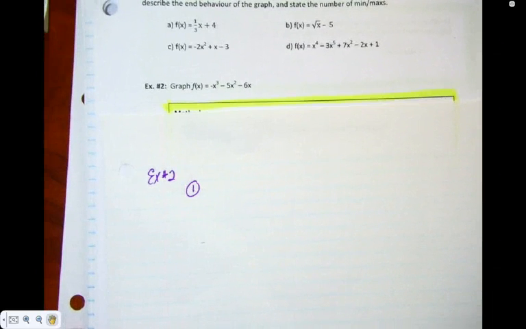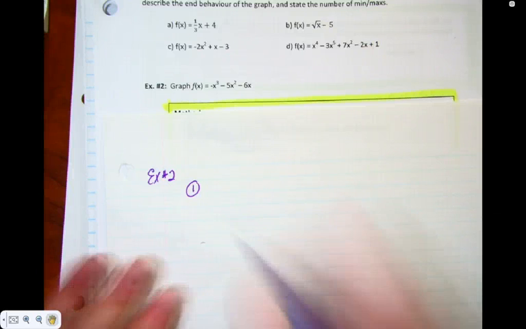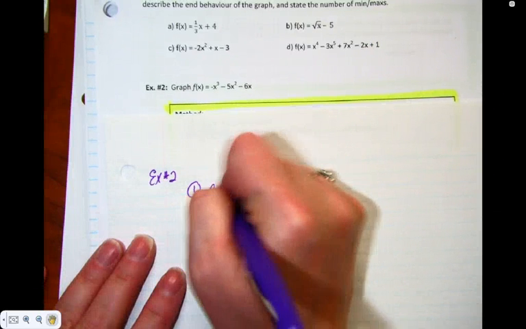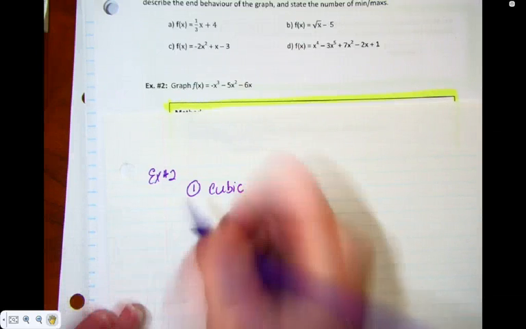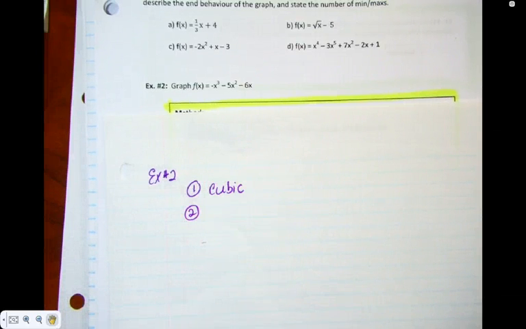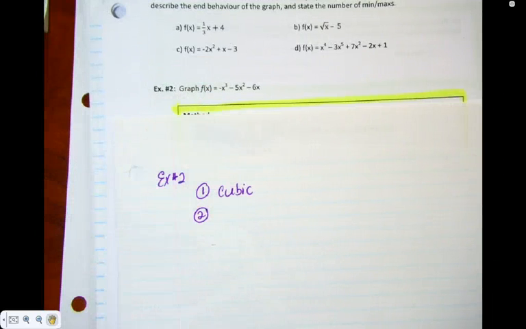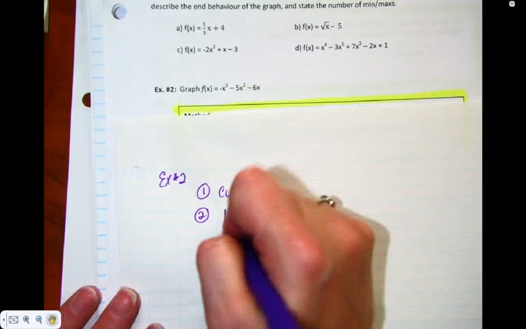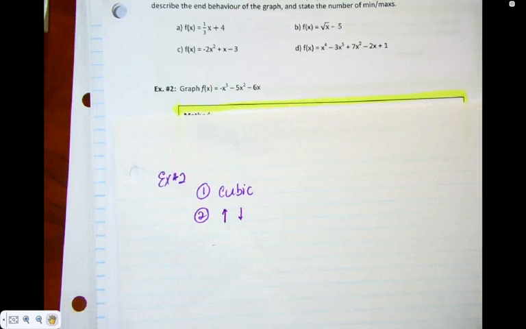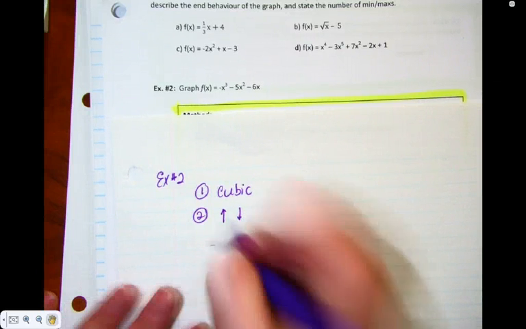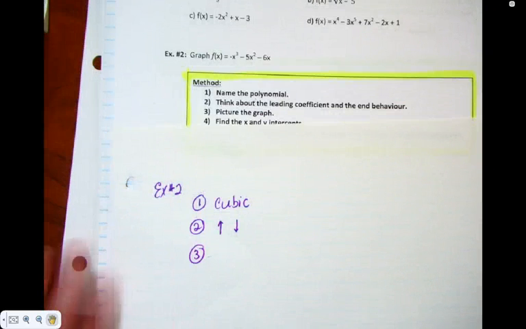Step number 1, name the polynomial. Cubic. Step number 2, look at the leading coefficient, decide on the end behavior. It's a cubic, so you're picturing a line because that's an odd polynomial. Picture a negative slope of a line. What does the left-hand side do and what does the right-hand side do? If you're visual and you want to draw it, then draw it. Left-hand side goes up, right-hand side goes down. Number 3, just picture the graph.